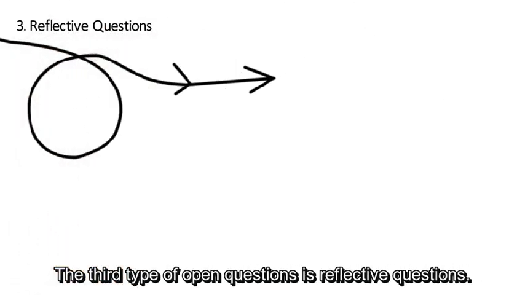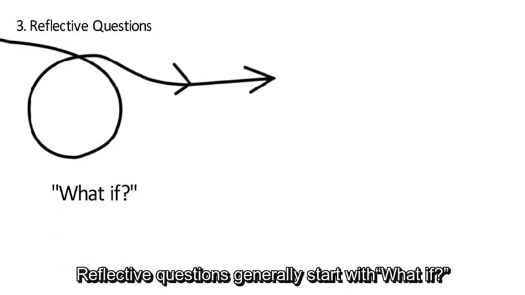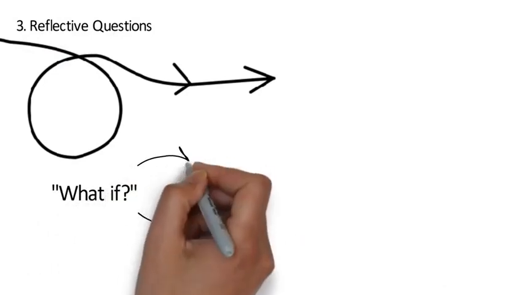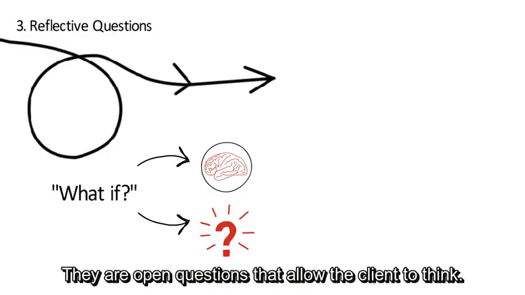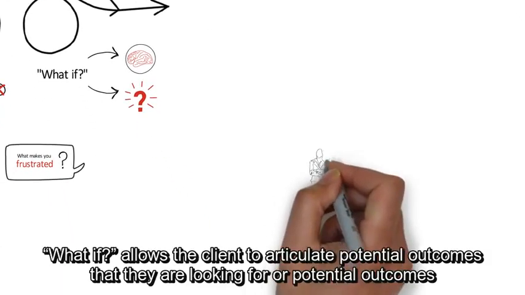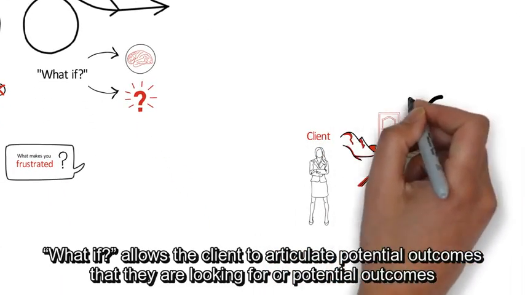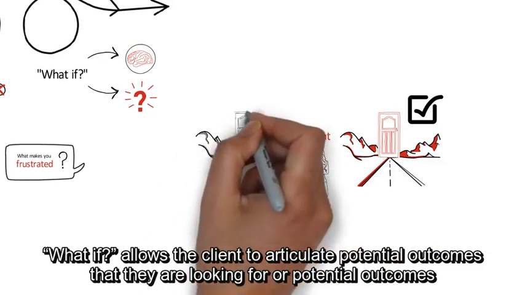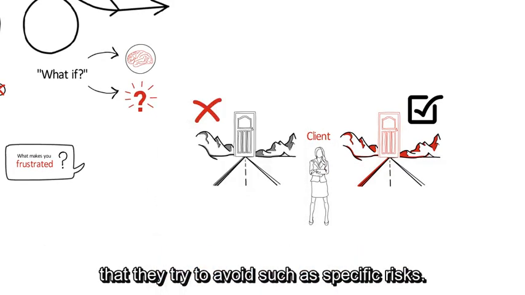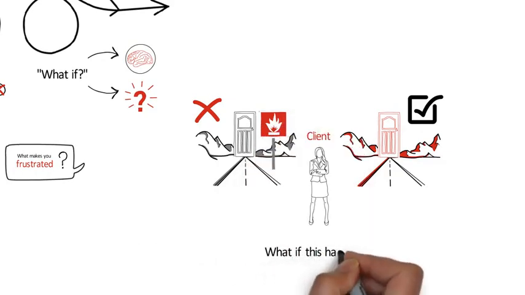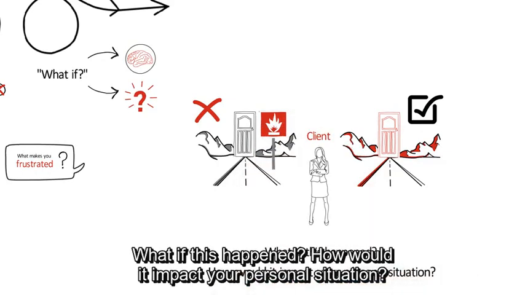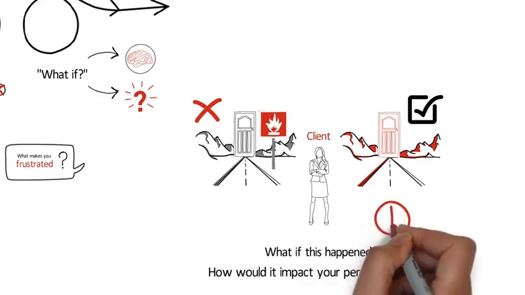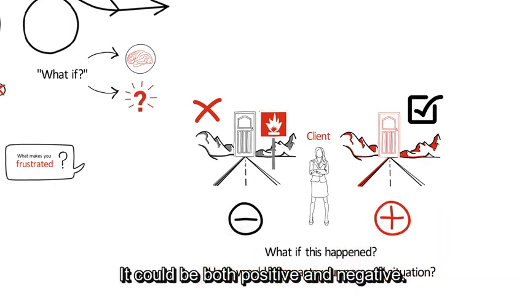The third type of open question is reflective questions. Reflective questions generally start with "what if." They are open questions that allow the client to think. "What if" allows the client to articulate potential outcomes that they are looking for, or potential outcomes that they should try to avoid, such as specific risks. What if this happened? How would it impact your personal situation? It could be both positive and negative.